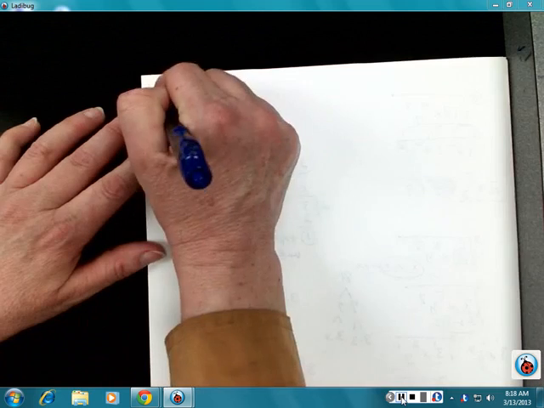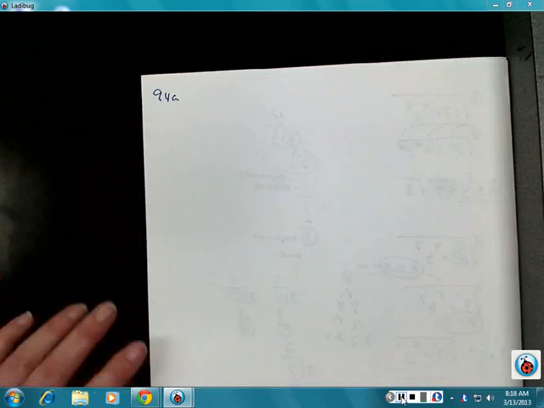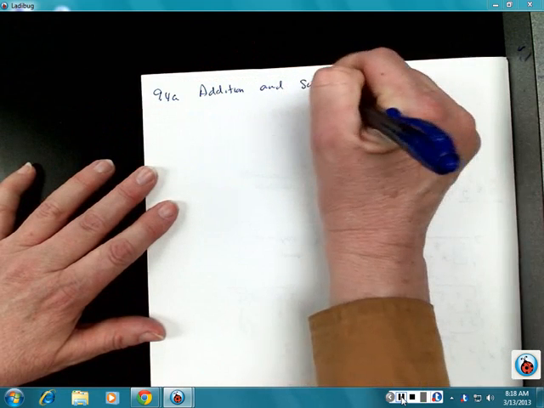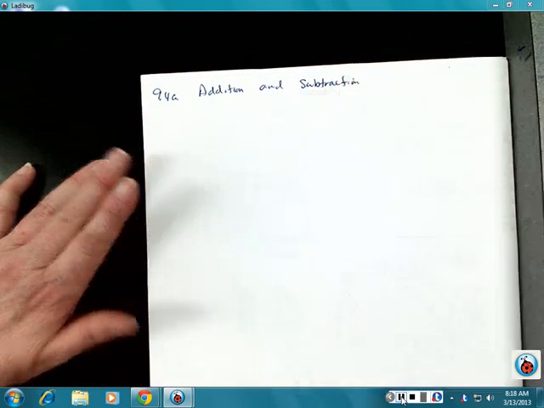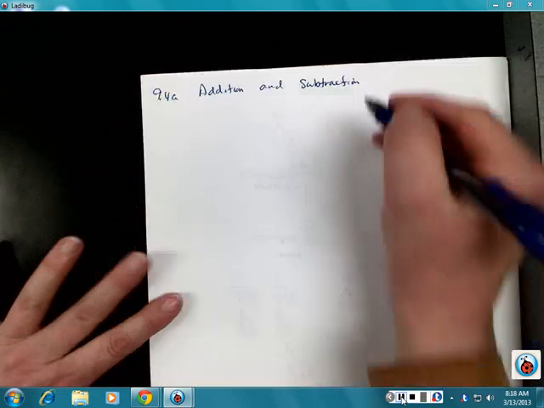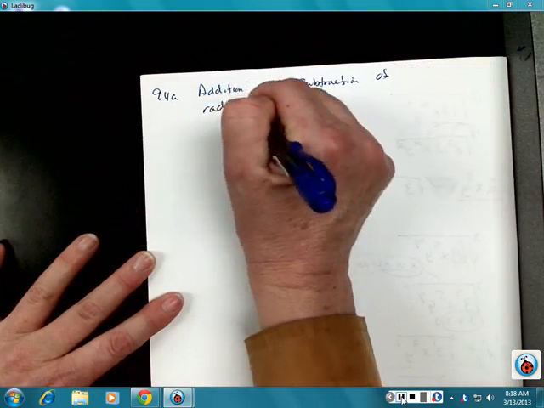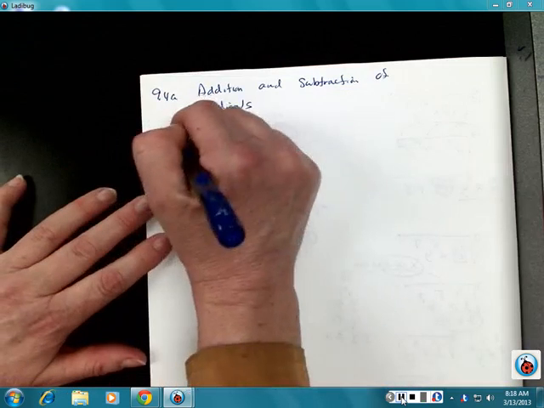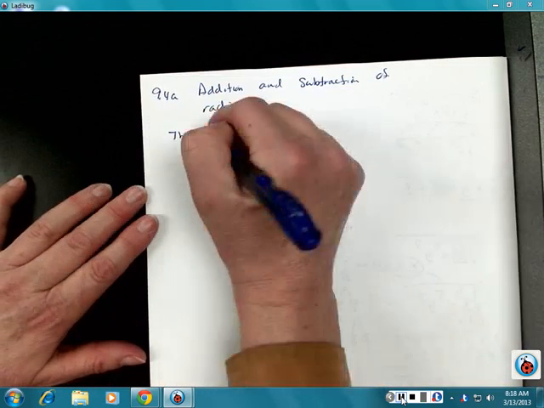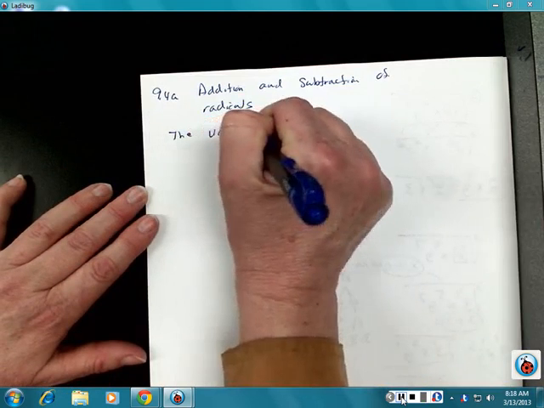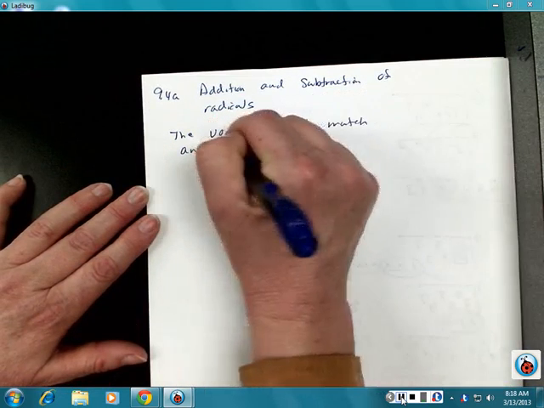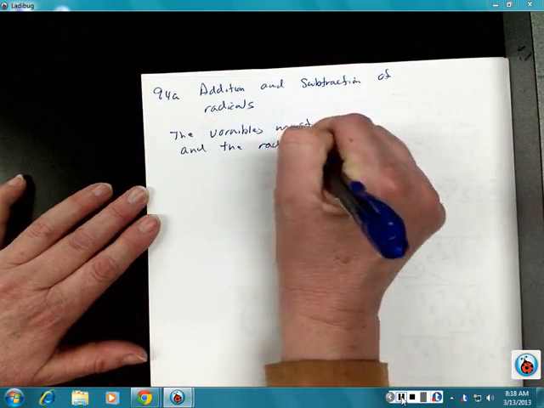So 9.4a, which is addition and subtraction of radicals. And when you look at addition and subtraction with radicals, what you must pay attention to is the variables must match and the radicals must match.